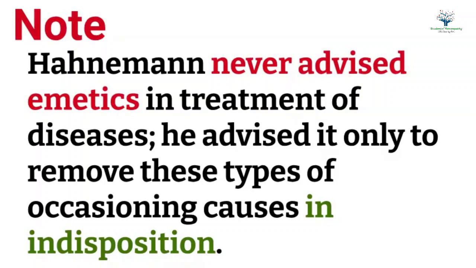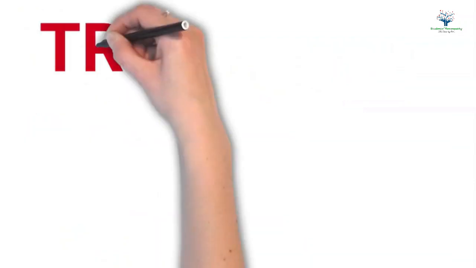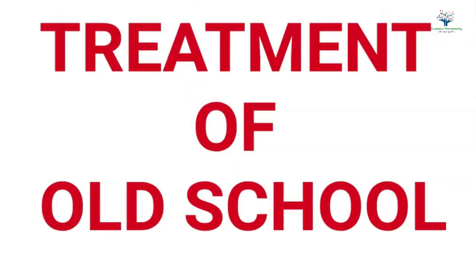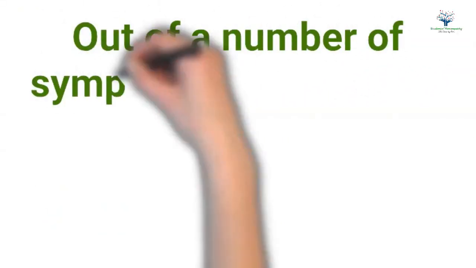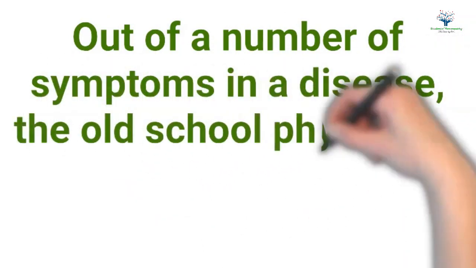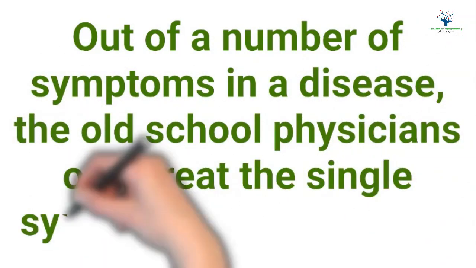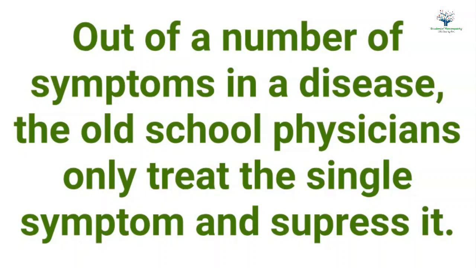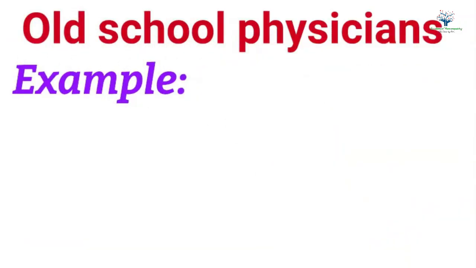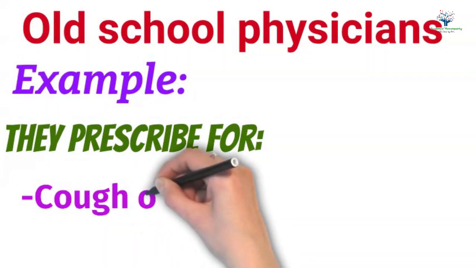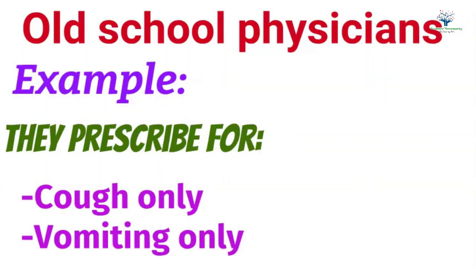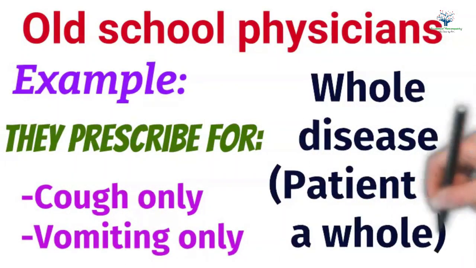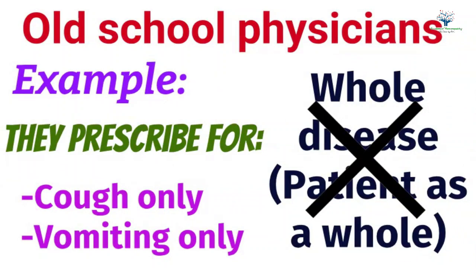Now, Dr. Kent proceeds further to discuss the treatment of the old school. Out of a number of symptoms in a disease, the old school physicians only treat the single symptom and suppress it. For example, they prescribe medicines for cough only, vomiting only. They do not consider the whole disease, that is, the patient as a whole.